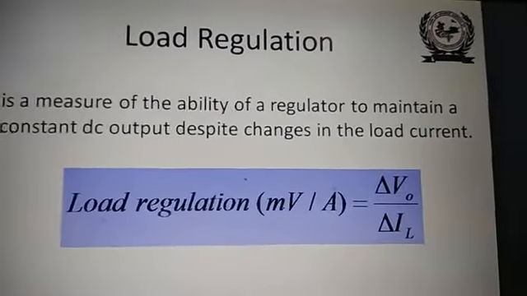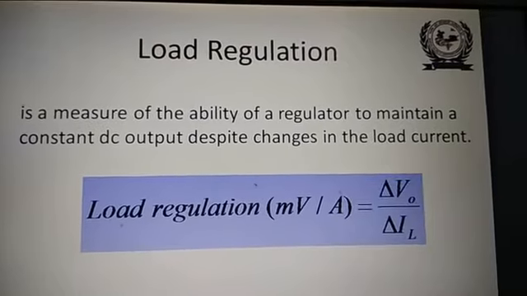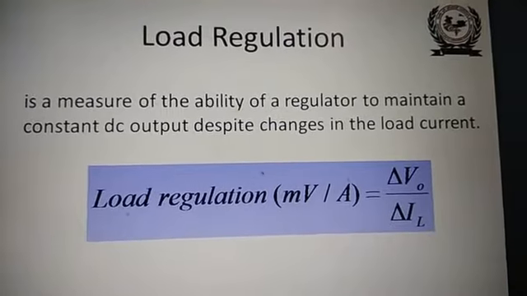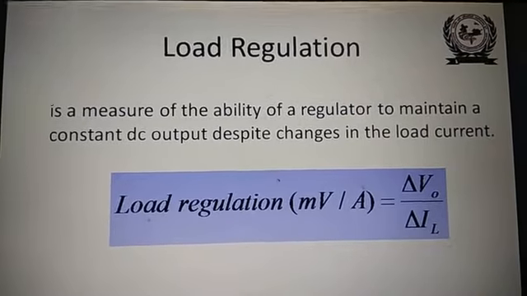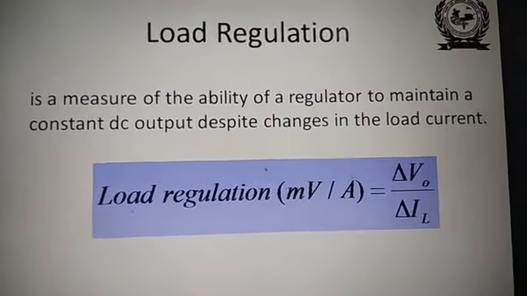So these two characteristics are important, line regulation and load regulation. Besides these two characteristics, some more characteristics are there that we will see later on.